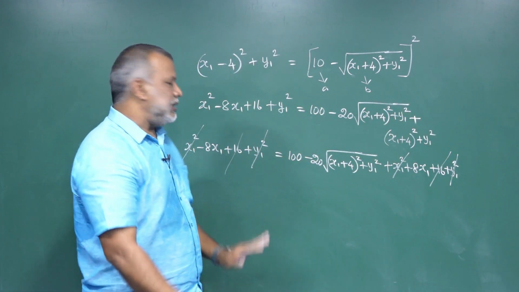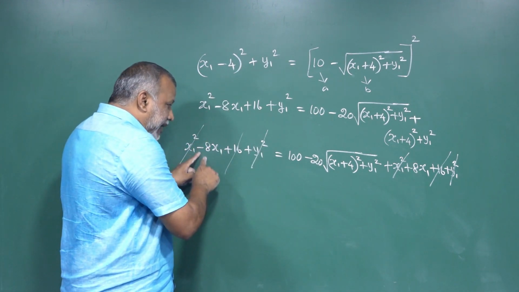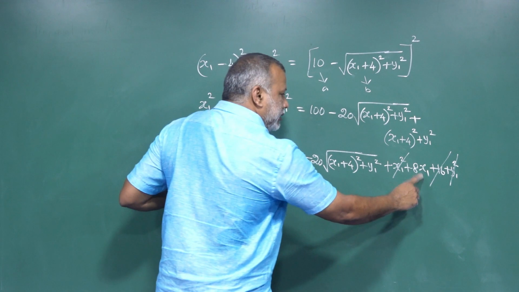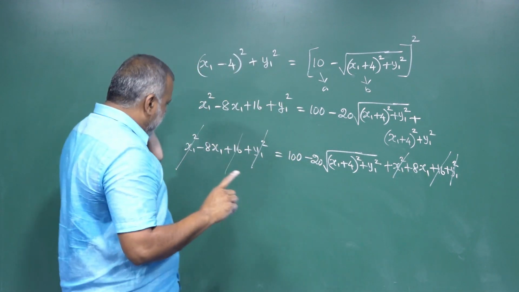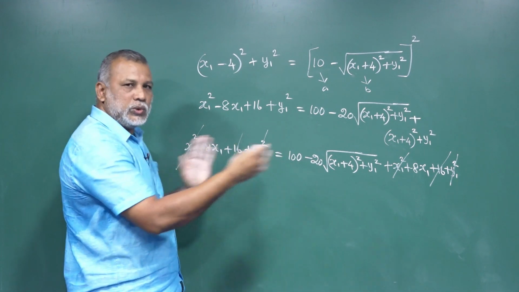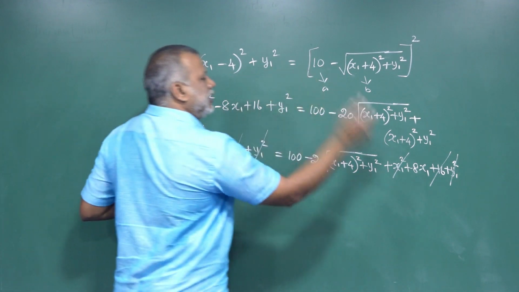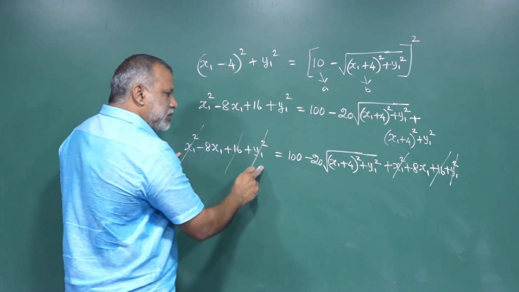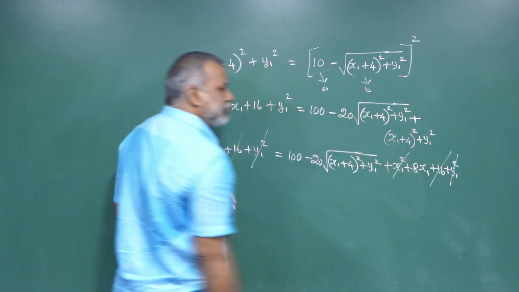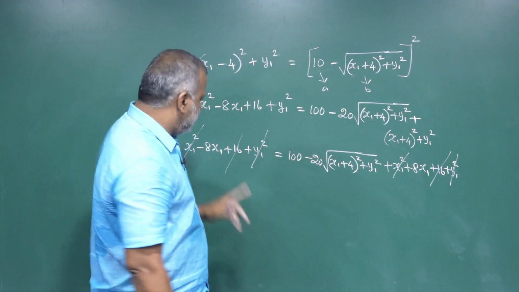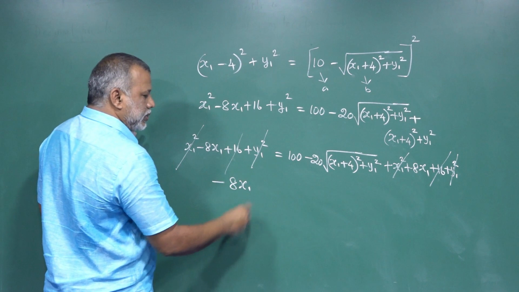We are able to cancel these in the LHS and RHS directly. See here minus 8x1, here plus 8x1. It is not able to cancel. See in your LHS and RHS, if you want to simplify, same logic, same numbers. x1 squared must be removed with the x1 squared. y1 squared must be removed with the same y1 squared. 16 positive, here also 16 positive. It will be removed. What is the remaining number in your LHS? We are having minus 8x1.